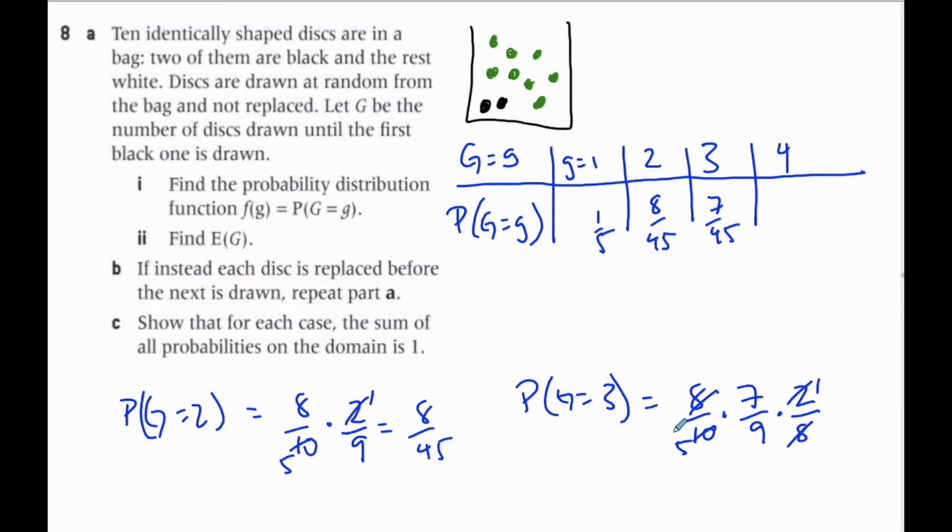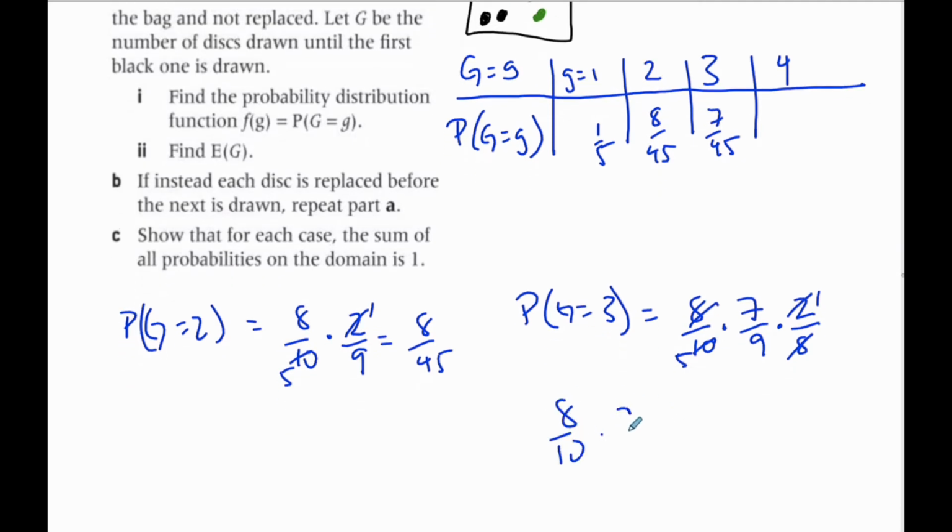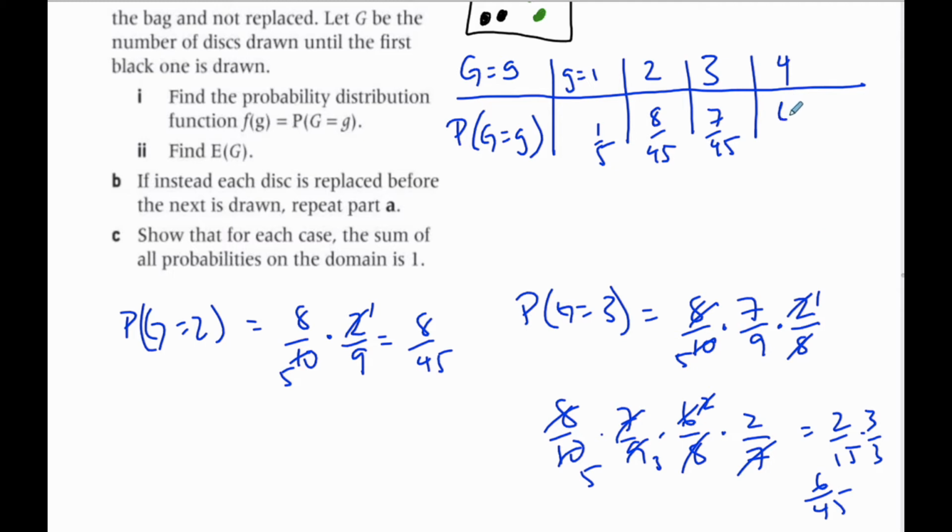If I go to 4, it's the same scenario. It's 8 out of 10, 7 out of 9, and then 6 out of 8. There's a pattern developing here, times 2 out of 7. The 7s cancel, the 8s cancel, 9 becomes 3, and that becomes a 2. The 2 here is a 5, and I end up with 2 over 15. If I multiply this by 3 over 3, I get 6 over 45. If I multiply this by 9 over 9, I end up with 9 out of 45. And I only do this so that I can start to see what the pattern is.